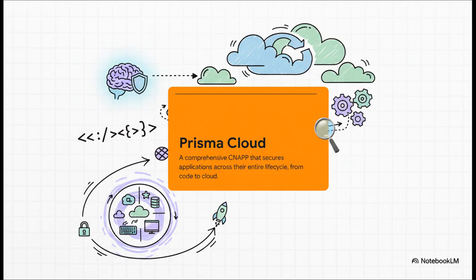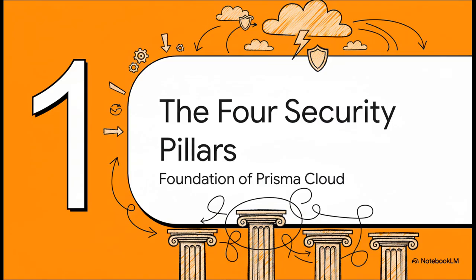It's what the industry calls a CNAPP, or a Cloud-Native Application Protection Platform. But hey, forget the jargon for a second. The goal is simple: to create one single unified platform to secure the whole shebang, from the moment a developer writes the first line of code all the way to when it's running live in the cloud. So how in the world does one platform manage all of that? Well, the answer is in its architecture.